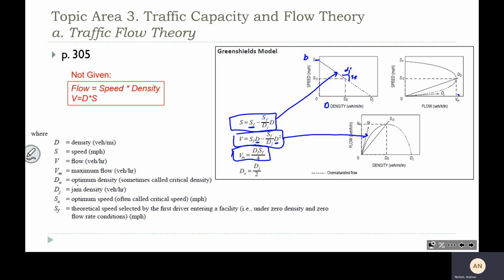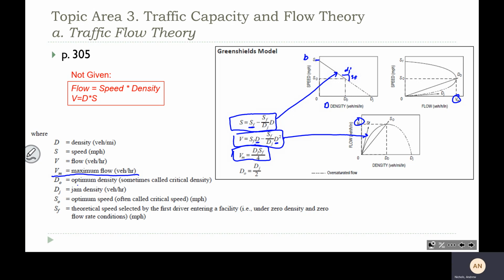So this is that VM value, VM here. This is referred to as the capacity of the roadway. Over here, they call it the maximum flow rate. So if we know DJ, we know SF, multiply those, divide by 4, they give us the max flow rate.